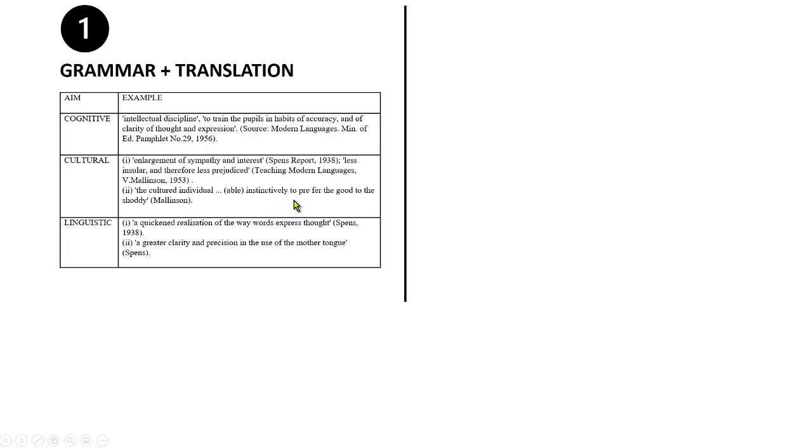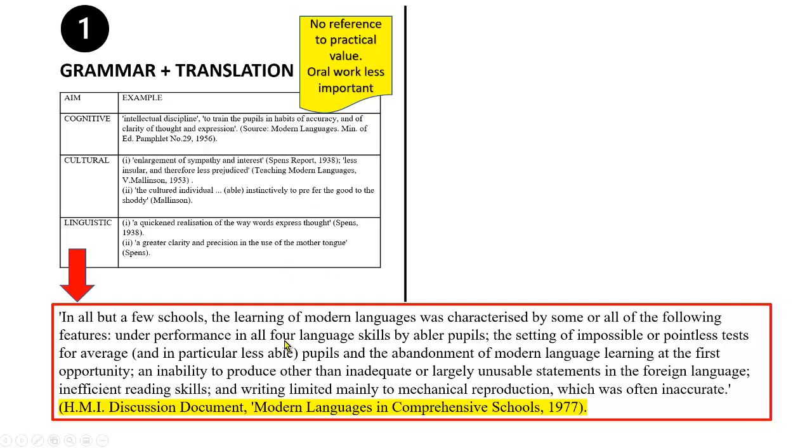I like that expression. Instinctively to prefer the good to the shoddy. And then there's obviously the language, realising the way words express thought, getting greater clarity and precision in the use of the mother tongue. So those are all worthy aims. Notice, though, in particular here, there isn't a reference to a practical value, and speaking isn't particularly referenced.